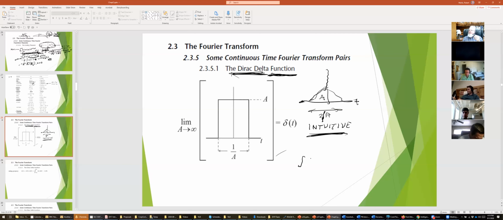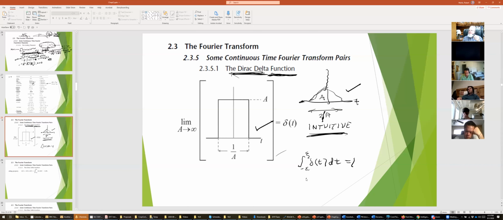Now, you can see the integral, this is one of the properties of the delta function. The integral over a delta function, say from minus epsilon to epsilon, is equal to what? 1, right? Because it doesn't matter what a is, it's going to have an area of 1. So even in the limit, this thing is going to have an area of 1.